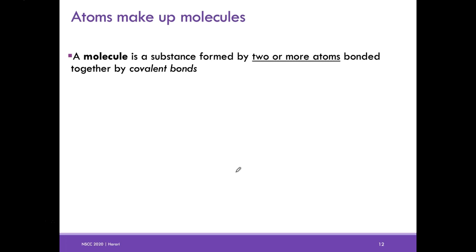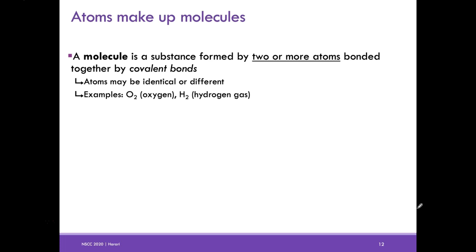So atoms make up molecules. A molecule is a substance formed by 2 or more atoms bonded together by covalent bonds. A molecule can have atoms that are different or identical. For example, oxygen and hydrogen gas, as we know them, are both just pure. So oxygen gas is not just one oxygen atom. It's actually molecular oxygen, meaning it's oxygen that's bound or double bonded to another oxygen. Hydrogen gas, hydrogen never just comes alone as one H, right? It's a molecule of hydrogen, H2.